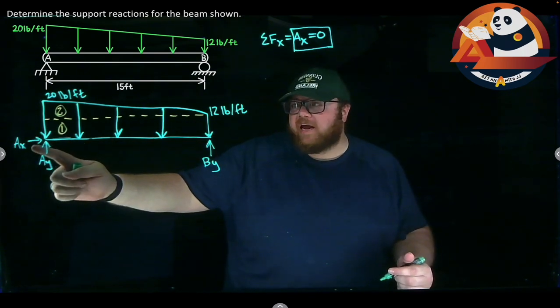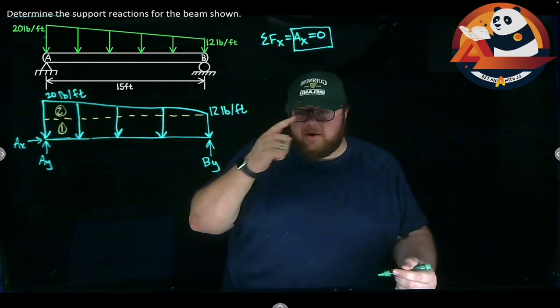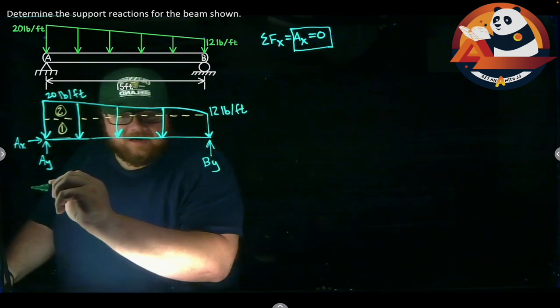So let's sum moments at A. It'll get rid of AX, even though we know it's 0. It'll get rid of AY. BY would be our only unknown. So let's come in and do that.